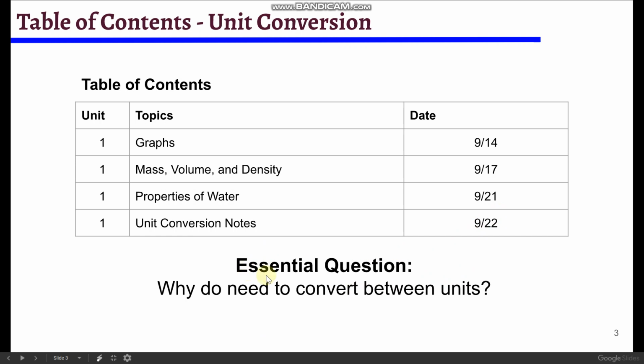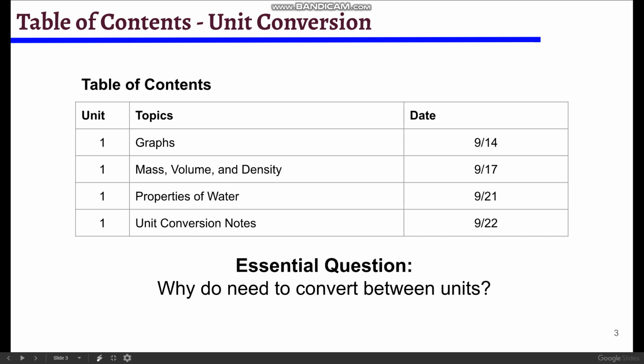So, essential question for today: why do we need to convert between units? Well, we need to convert between units for calculations. Sometimes you're forced to measure a unit in a certain way, but you need it in a different form to solve a problem.